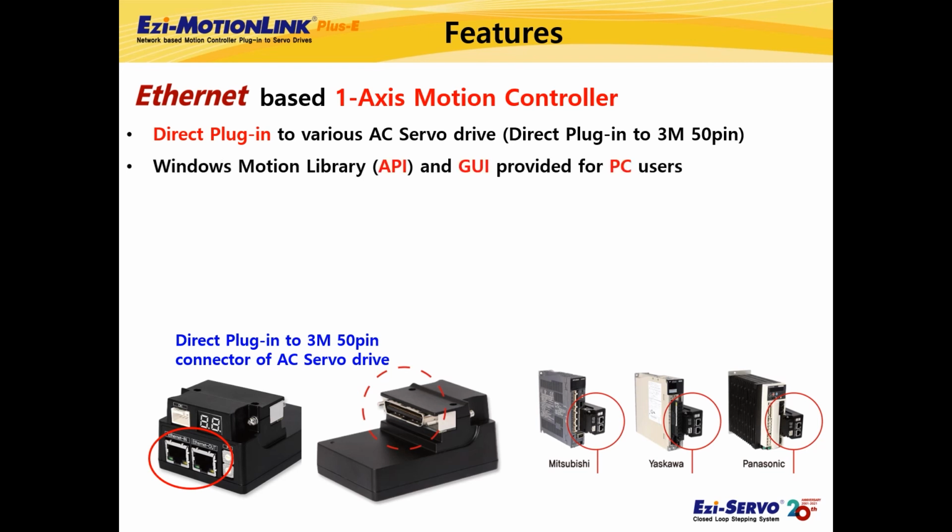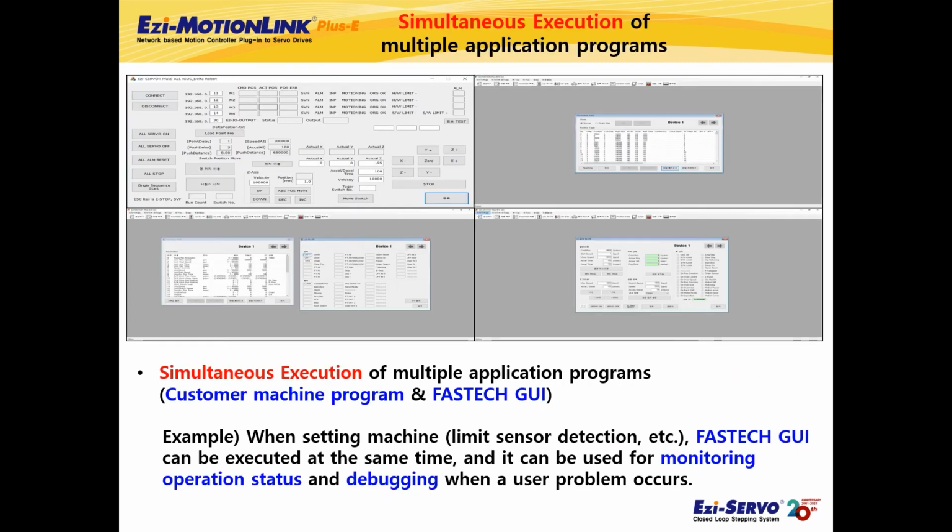Also, Windows-based API and GUI are provided for PC users. You can run multiple applications at the same time. With this, it is possible to monitor parameter values, I/O status, position values, speed values, etc. using our GUI program even when the customer's machine program is running. For example, you can check whether the limit sensor works properly during machine setting by running our GUI at the same time. If a problem occurs in the customer's machine program, it can be monitored by our GUI program, so it can also be used for debugging.